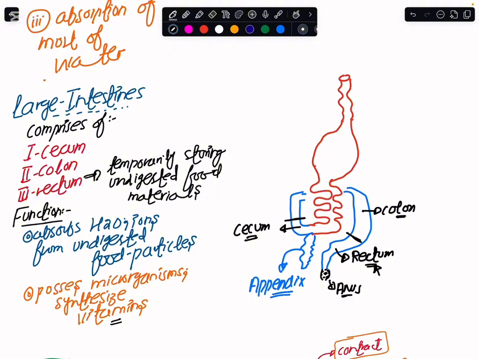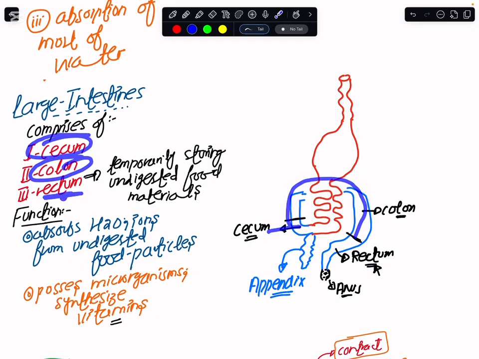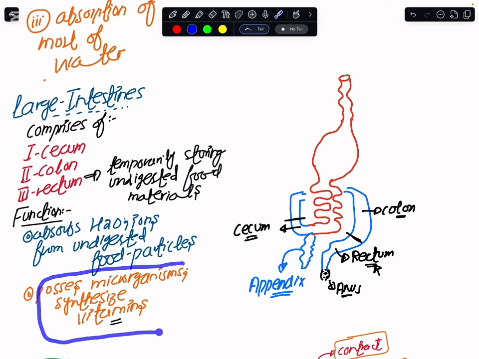If I were to read it out for you, as it is written here, the large intestine has the cecum, then the colon coming from here to here, and then the rectum. In the rectum, the undigested food is temporarily stored. As far as the function of the large intestine is concerned, like the small intestine, it also contributes to the absorption of water and ions. But most water is absorbed in the small intestine, not in the large intestine. The other thing is that in the large intestine, we have some microorganisms. These microorganisms work on the undigested food particles and make vitamins out of them.